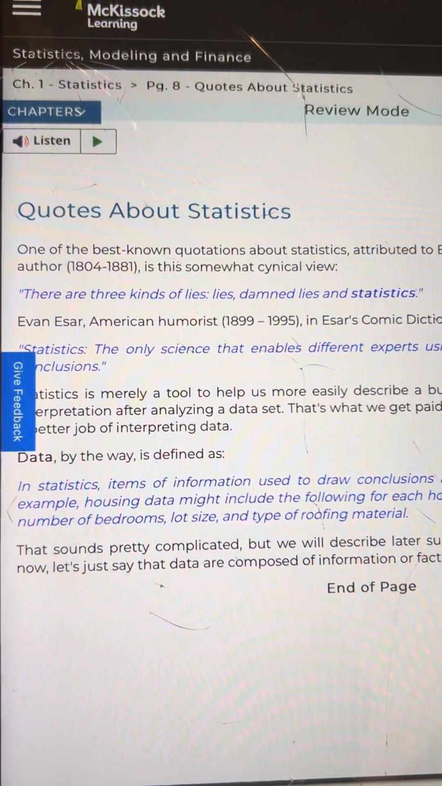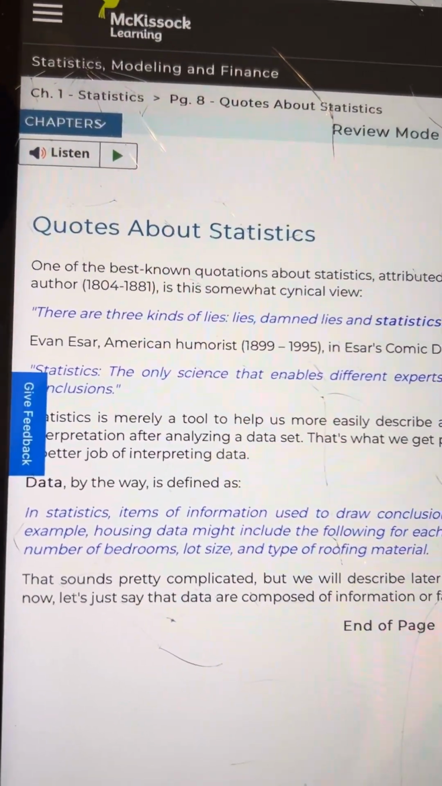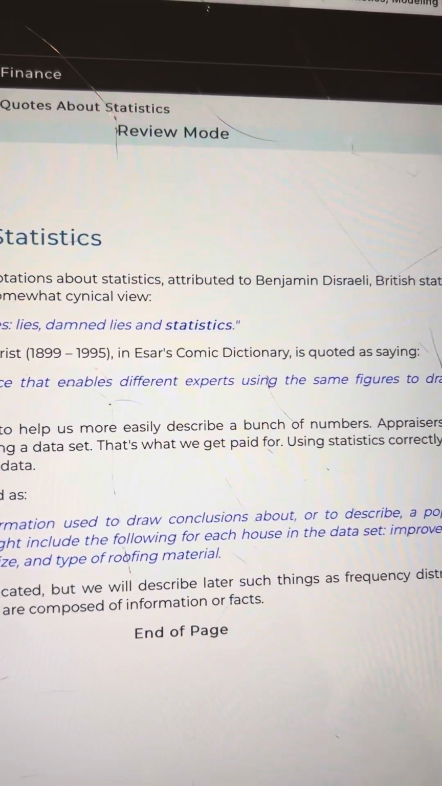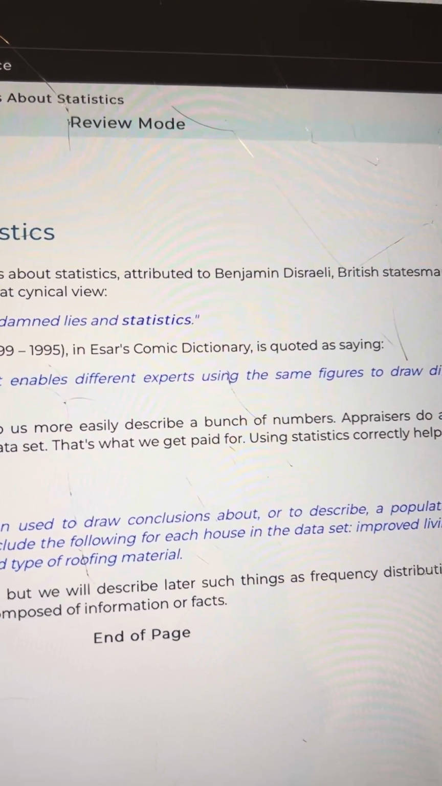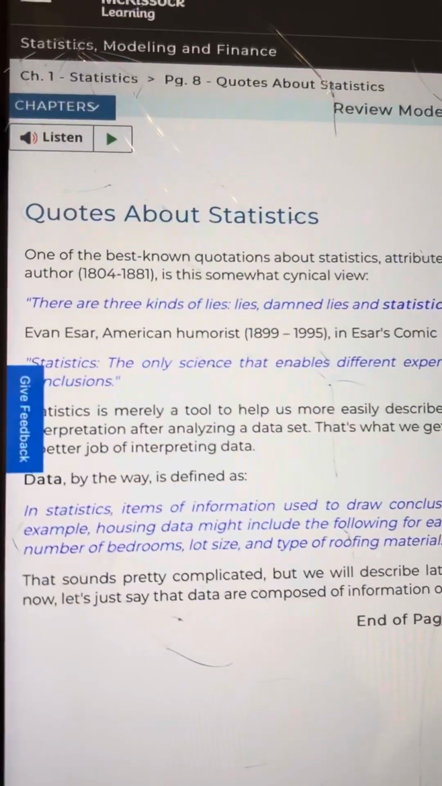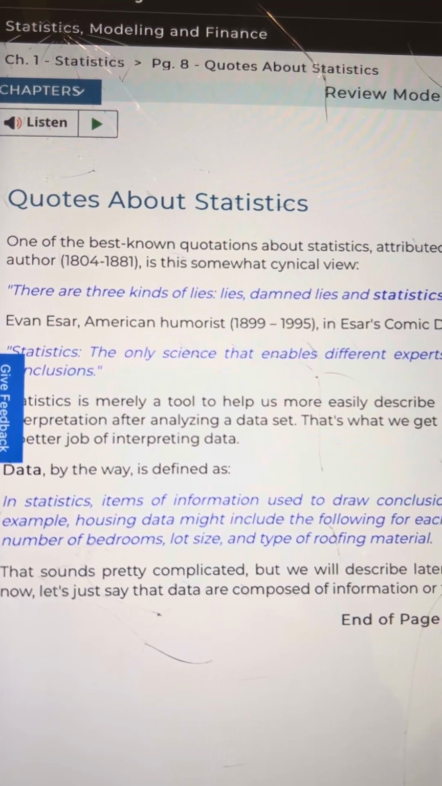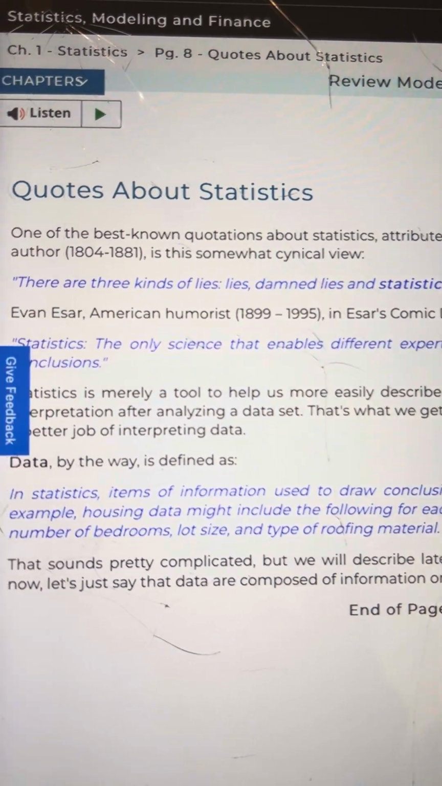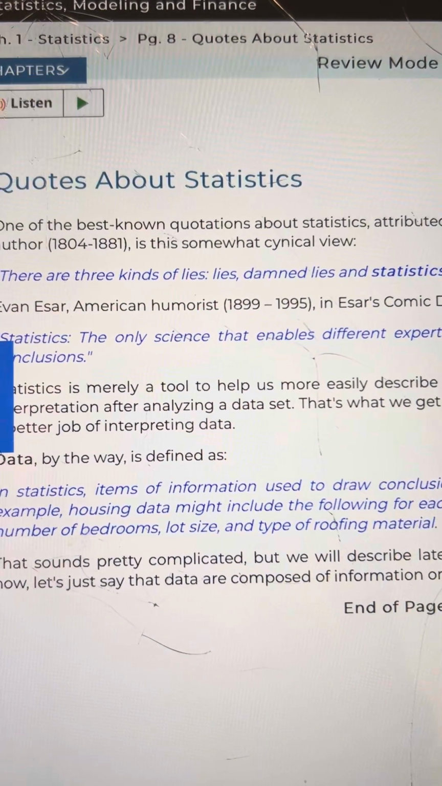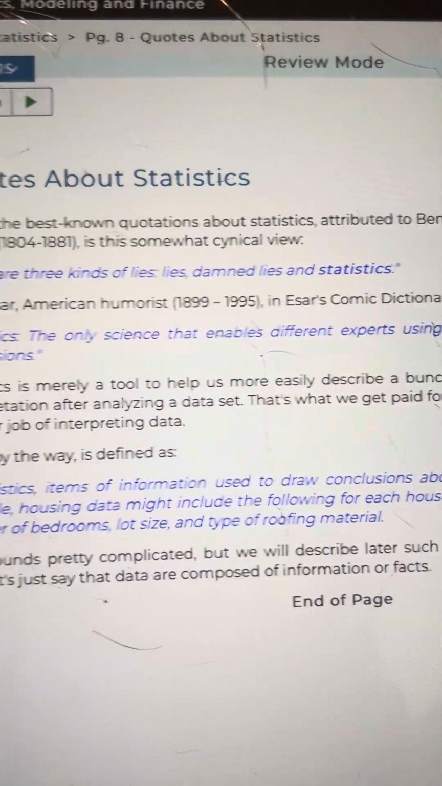Page 8, quotes about statistics. One of the best known quotations about statistics, attributed to Benjamin Disraeli, British statesman and author, 1804 to 1881, is this somewhat cynical view: There are 3 kinds of lies: lies, damned lies, and statistics.